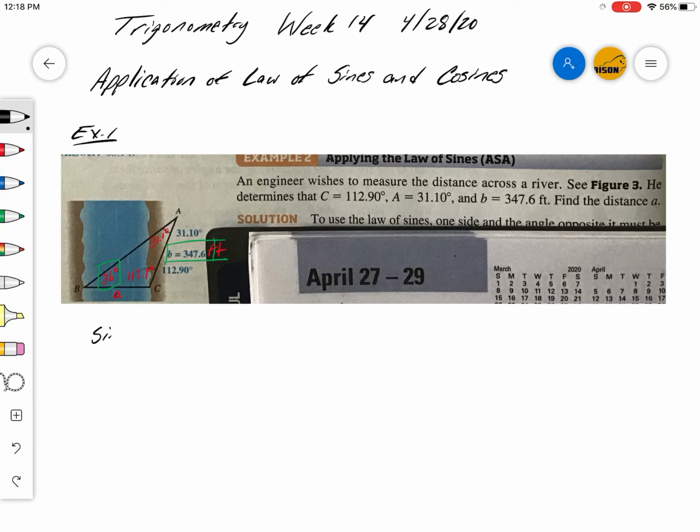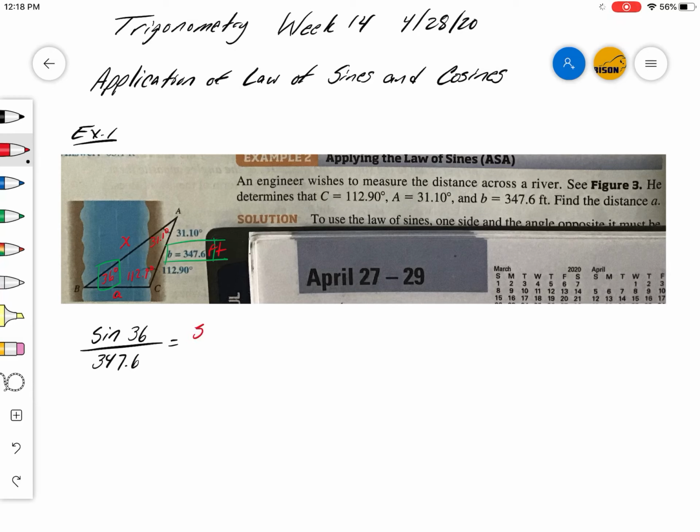I'm going to say sine of 36 over 347.6 is equal to... now what side do I want to set this up for? Would it be useful to us at all to find this side over here, the longest side, the one that goes diagonal across the river? No, because we're not interested in that. All we really want to know is the side A, the one that goes straight across the river. So let's set up our trig ratio based off of that.